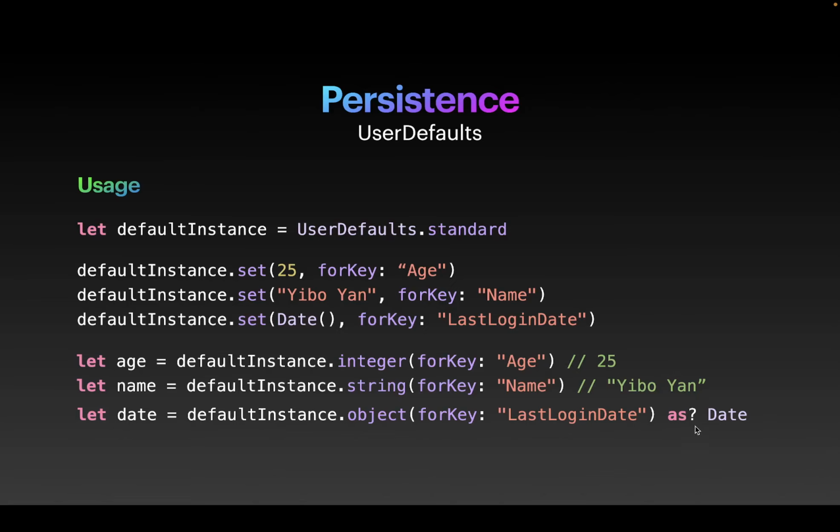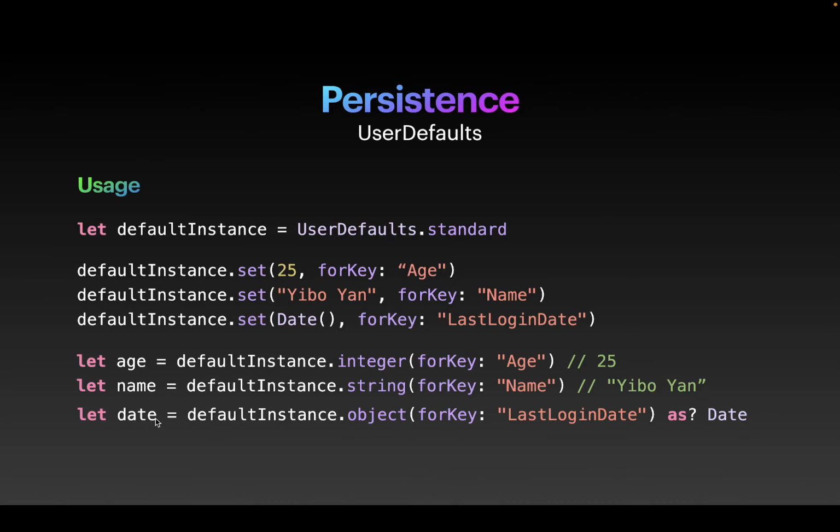You have seen the as keyword before when we did the type casting from HTTPURLResponse, right? Essentially, it's just a keyword for casting types. In this case, I'm going to cast that to a Date type. Just a quick question: what's the type of this variable?